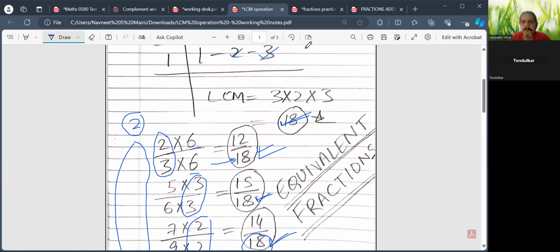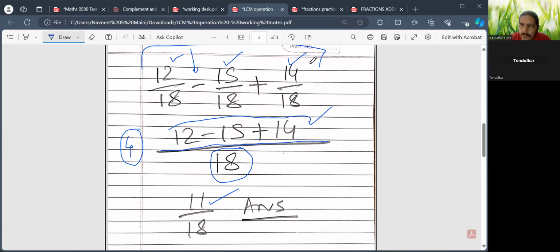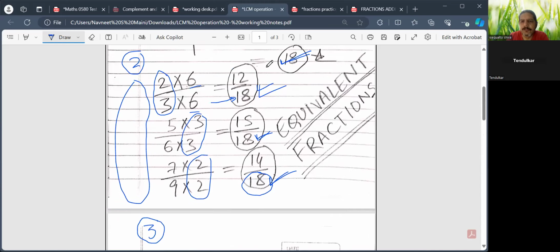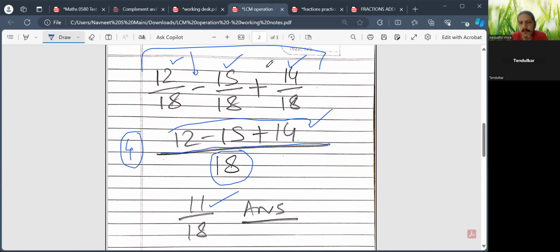Any doubt till here? 14 minus 15 plus? Any doubt? So 12 minus 15 is minus 3. Minus 3 plus 14 would be 11. So 11 by 18 is the final answer. You want to discuss something in this? Any doubt?